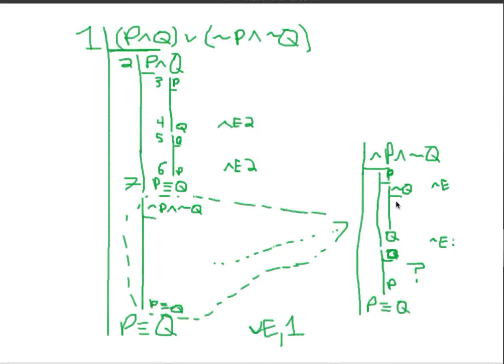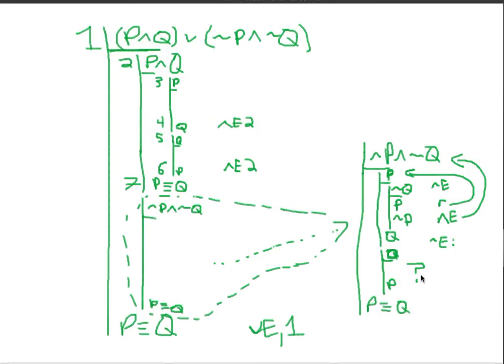So I can just reiterate P from this line. I'm not quite sure what line number we're on anymore, so let me just put an arrow to that. And I can do not P again. This time it's going to be by conjunction elimination, where I'll be using this line up here. Now I've got the contradiction, P and not P. And since I started on the assumption of not Q, I can just pull out Q.